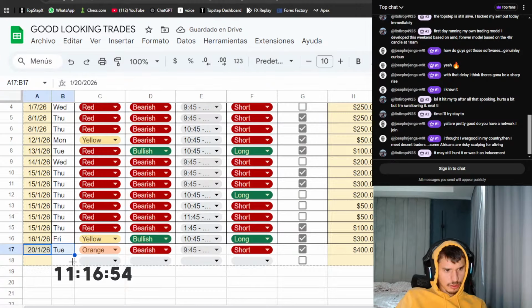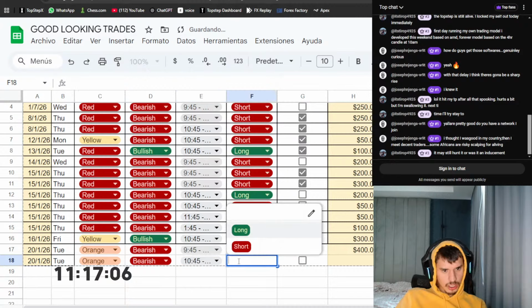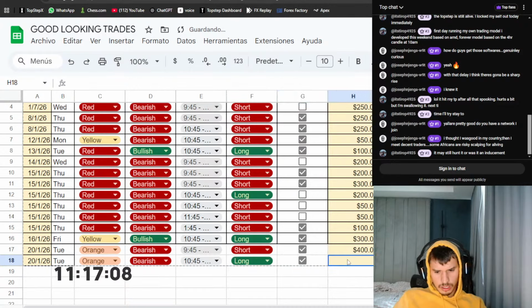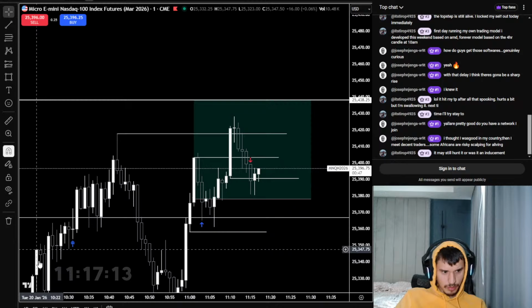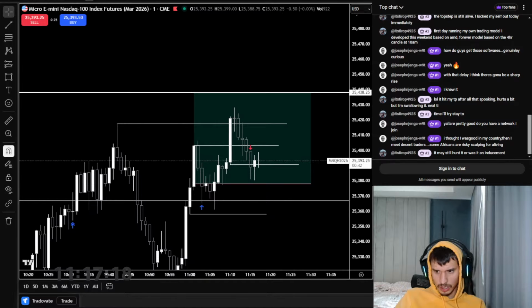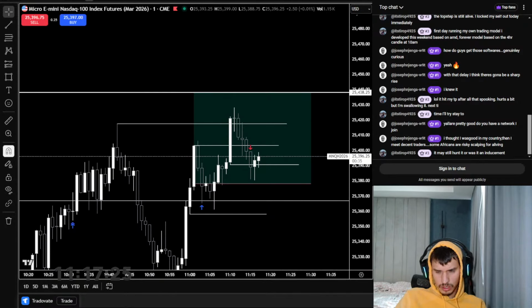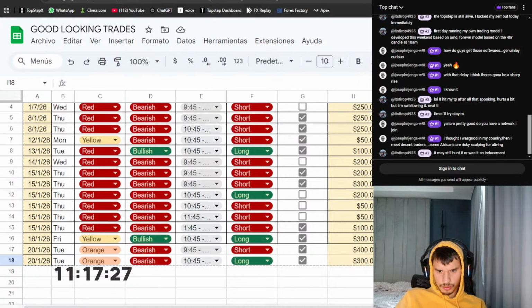So all we're gonna do is just gonna do this. Today's date, orange news. Our bias was bearish, but we took a long. We were risking 300 on that trade, and we made around... How much did we make? I hate that there's no way to check here. I have no way of checking. But I'm down around 350.